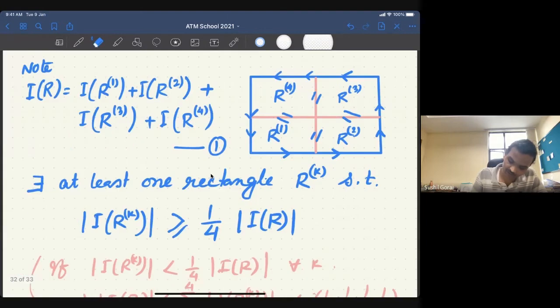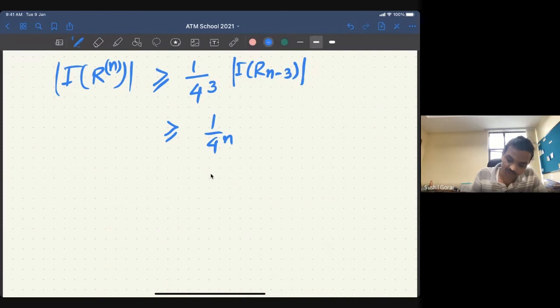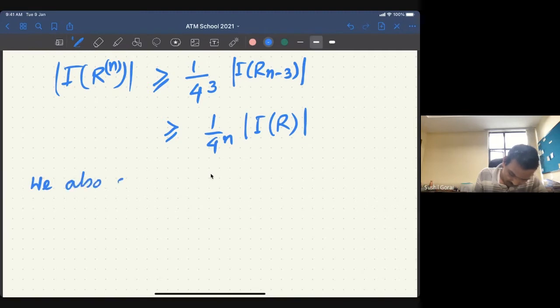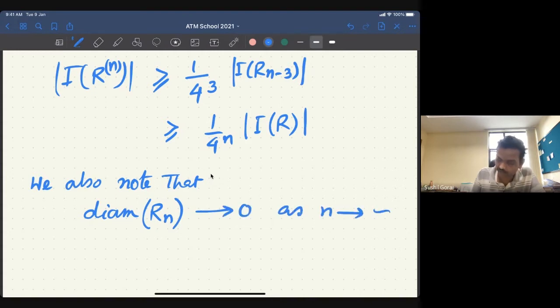What did I write? Yeah, 4 to the power n I r. All right. So we also note that the diameter, which in a rectangle is nothing but the distance of the diagonal, Rn converges to 0 as n tends to infinity. All right.